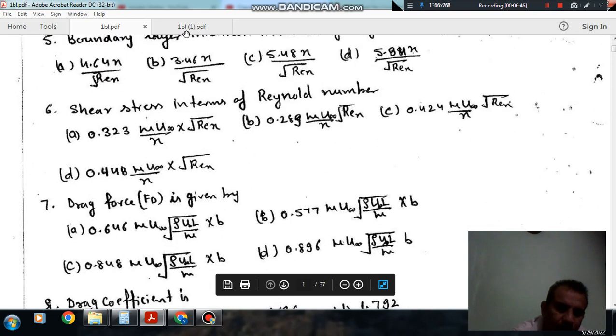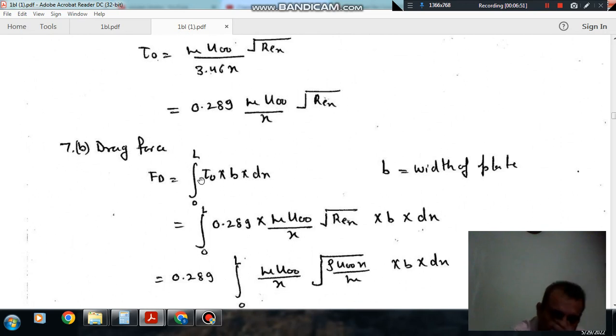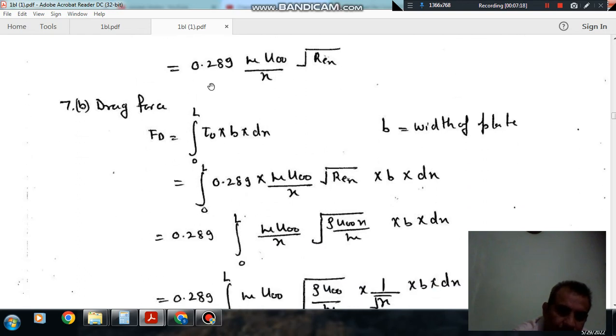Next is drag force. So drag force is nothing but the integration of shear force from length 0 to L, considering a small element in between 0 to L of thickness dx. At this element, the shear stress acting is tau naught and the width of the plate is B. So the drag force is tau naught into B into dx. Now tau naught we have in terms of x, this value, and we can put this value here and integrate it from 0 to L to find out the total drag force.